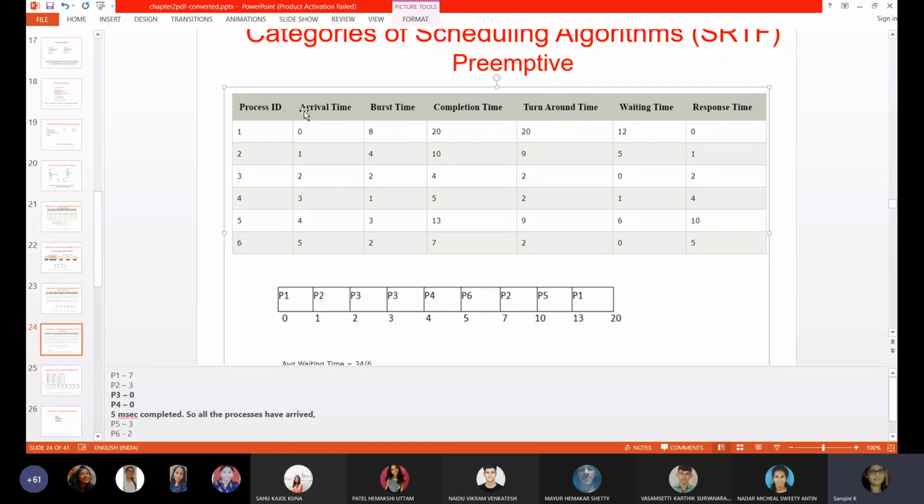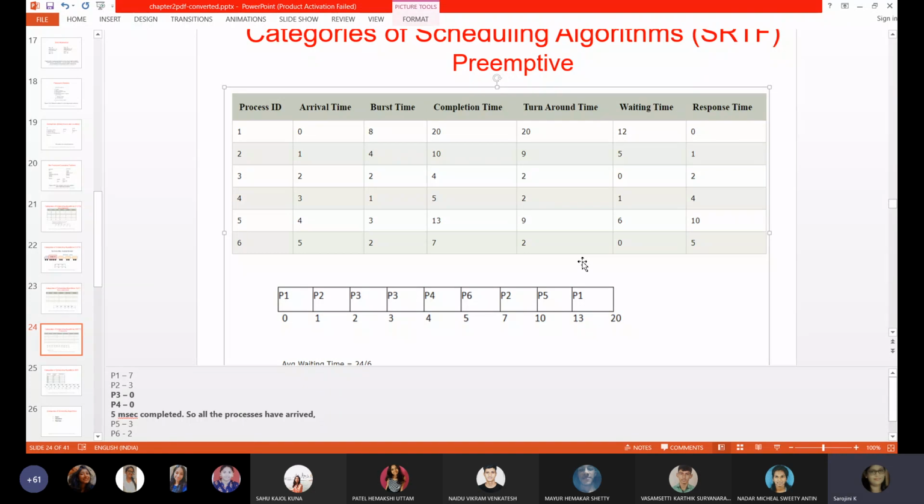Turnaround time is nothing but completion time minus arrival time. So 20 minus 0 is 20, 10 minus 1 is 9, 4 minus 2 is 2, 5 minus 3 is 2, 13 minus 4 is 9, 7 minus 5 is 2.